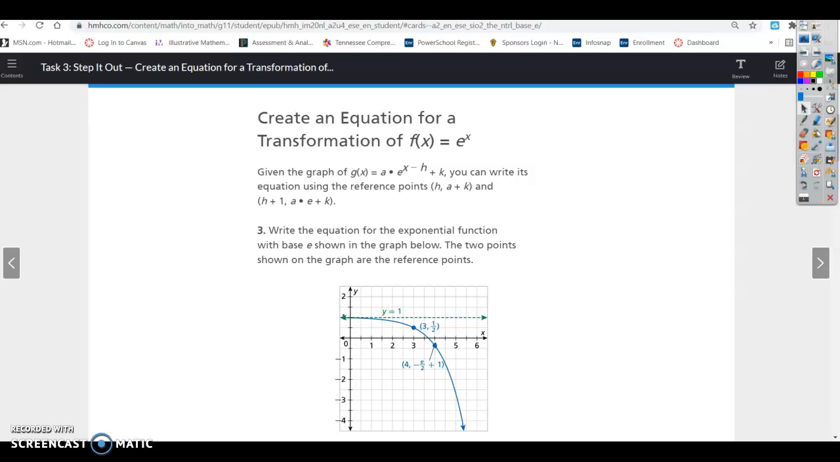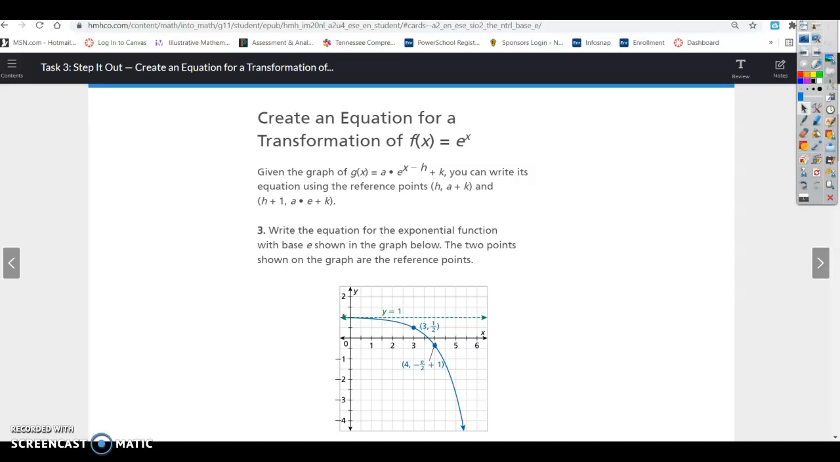All right, guys, we are still looking at lesson 8.2, the natural base e, and we're going to create an equation for a transformation of f of x equals e to the x power. All right, so this is task 3.